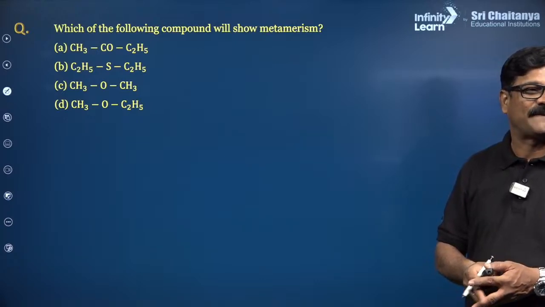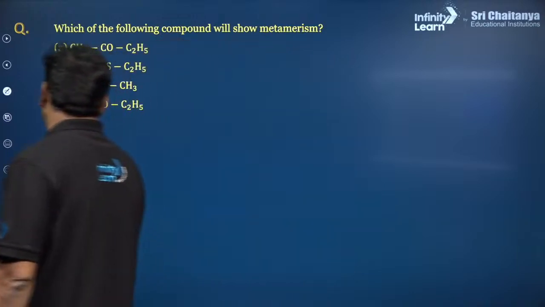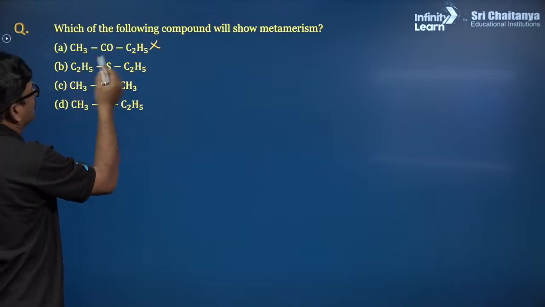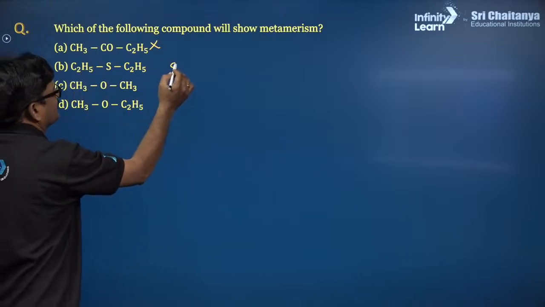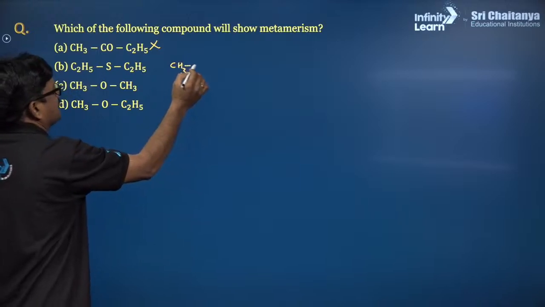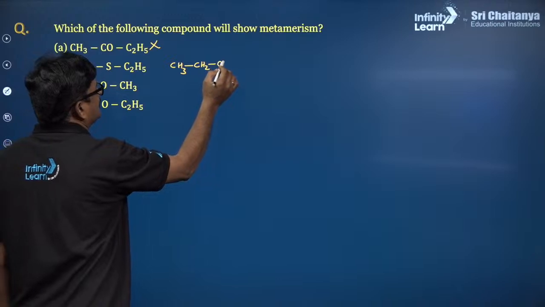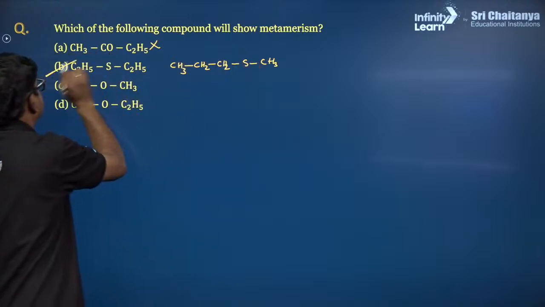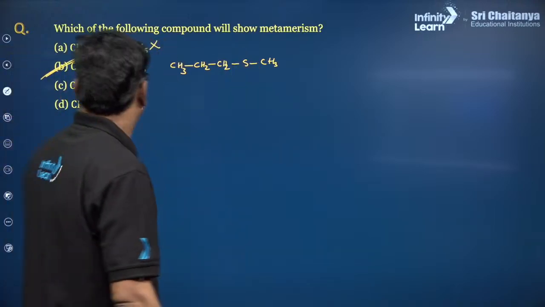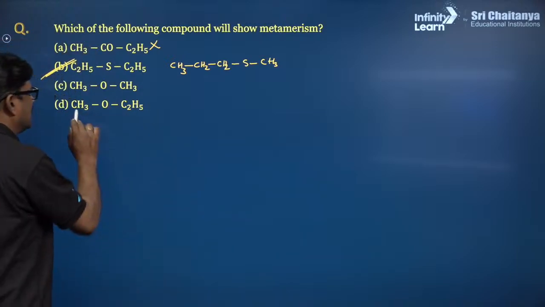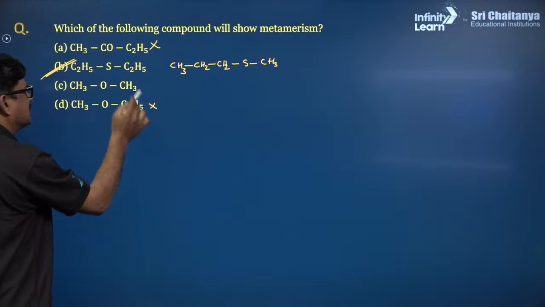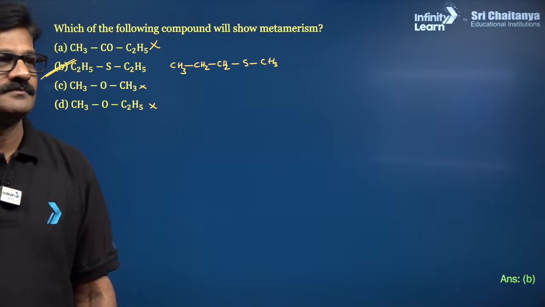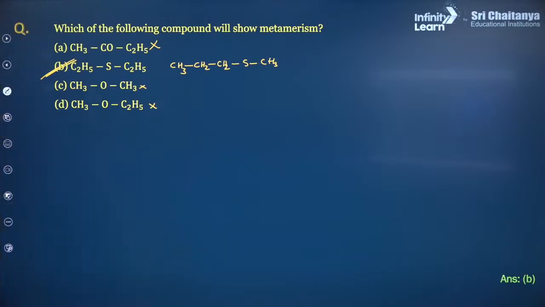I want you to give the answer. You want to write one more structure, you can't write it. So rather you can write CH3, CH2, CH2, and CH3. And you can't write one more structure with this, and even you can't write one more structure this. My answer for this question is B.